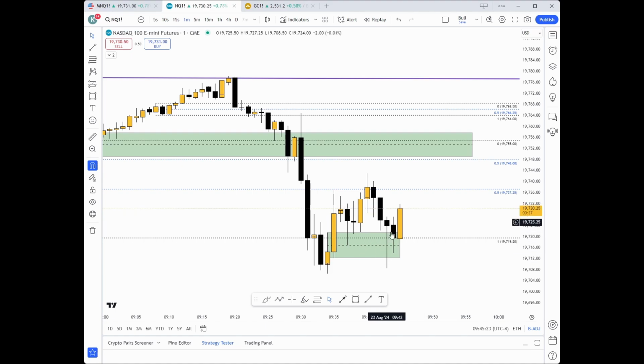That wick was a little violent. I wasn't really a fan of how it traded back into it, but we'll see if this pushes or if it fails. If it fails, then I'm gone. I'm not going to play around with this today.